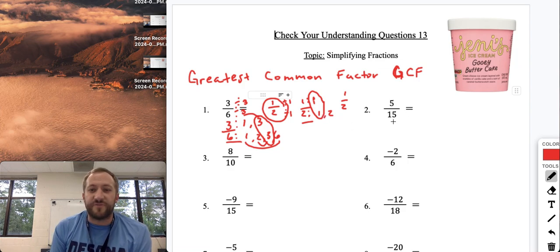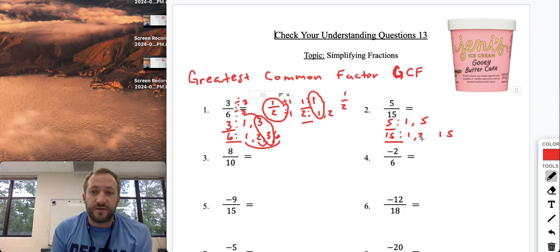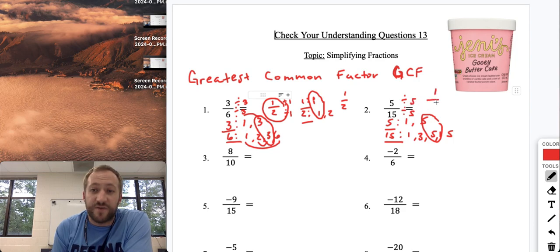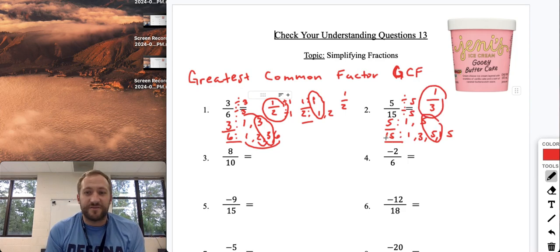Let's look at the next one. 5 and 15. Let me write out the factors of these two. Factors of 5 are 1 and 5. Factors of 15 are 1 and 15, and 3 and 5. Notice again how I'm writing them in pairs. That way I don't forget any. Greatest common factor here would be 5. I'm going to divide both the numerator and the denominator by 5. 5 divided by 5 gives me 1. 15 divided by 5 gives me 3. And that's the furthest I can take that one.